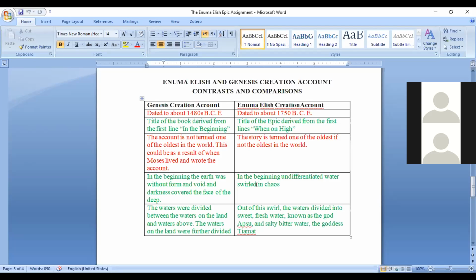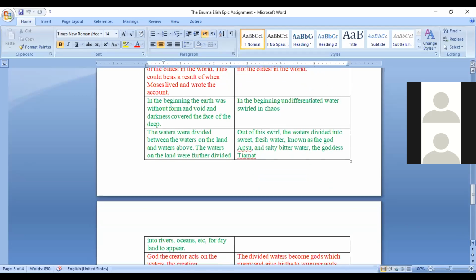Then, the beginning of both stories saw the earth or universe chaotic. In the case of Genesis, the earth was without form and void. Then later on, there was division, water divided from water in the two stories. In Genesis, the waters were divided between waters above and waters beneath. Then waters also were divided into rivers and seas, and gave birth to dry land. In the case of Enuma Elish, water was divided into Apsu, the sweet water, and Tiamat, the bitter water.